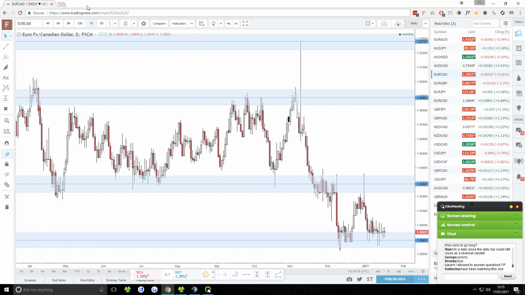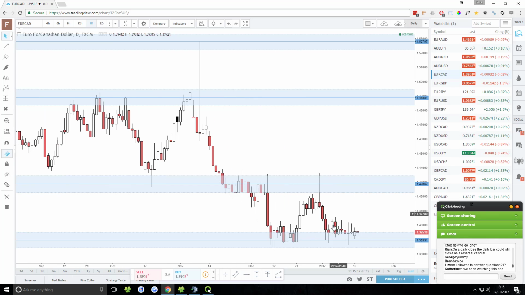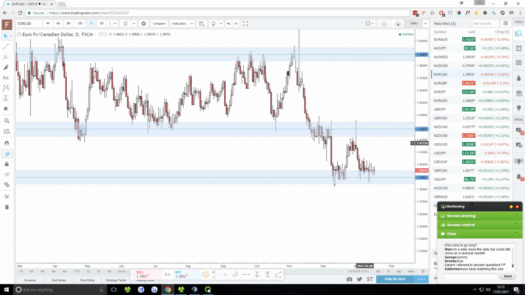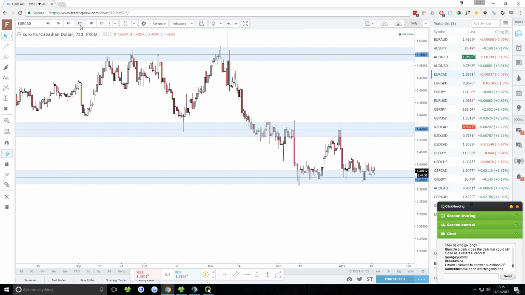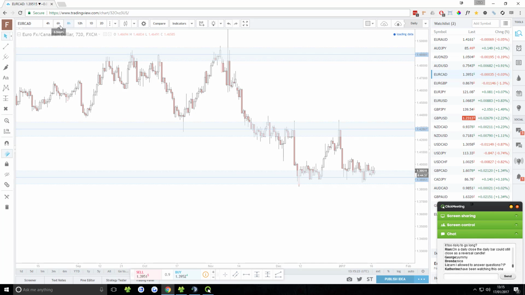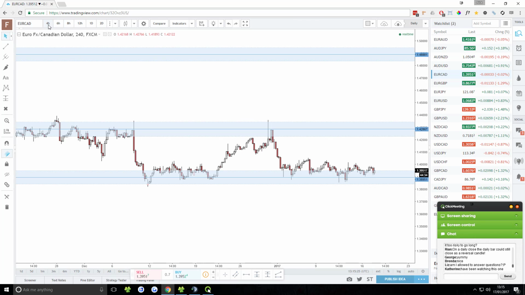Euro CAD, let's check out what's happening there. We have some serious ranging on support with Euro CAD. And it's a very messy range. I don't think there's any potential for a trade here at all. No, I'm not interested in anything here.